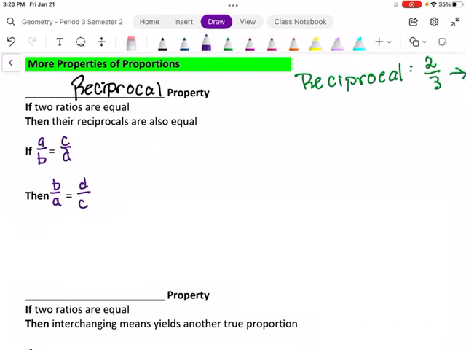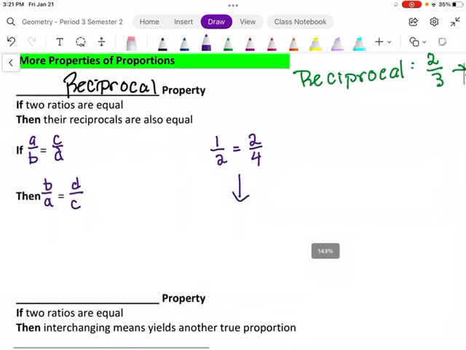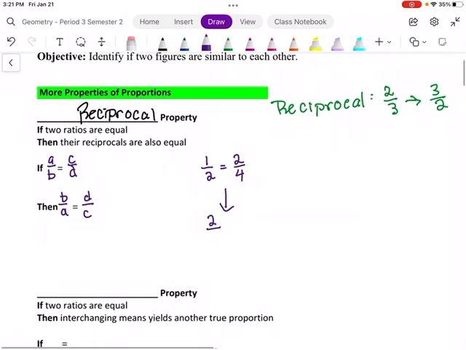If we were to do this with numbers, we could have the fraction of 1/2 equals 2/4, and using the reciprocal property, we can also say that 2/1 is equal to 4/2, which is true. So that's what the reciprocal property means.